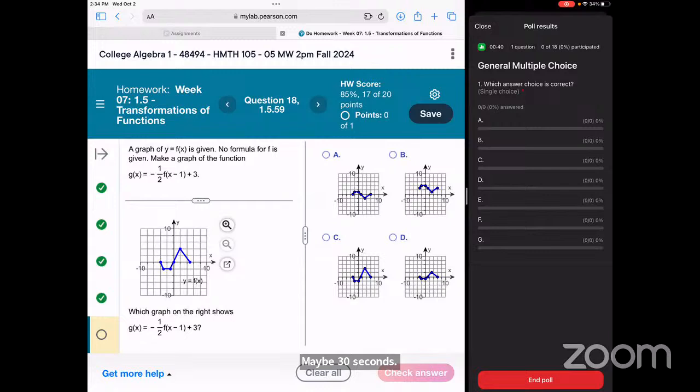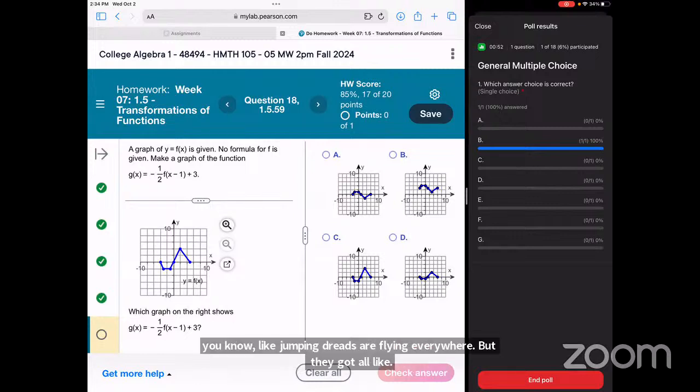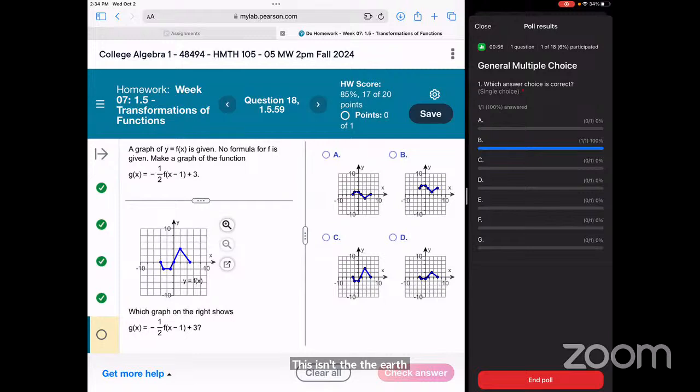Oh, so now to me, this sounds like the Matrix club scene. They're all in slow motion. Yeah, you know, jumping, dreads are flying everywhere. But they've got on pleather. This isn't the Earth one where they're in Zion. This is like they're in one of those clubs. Okay.